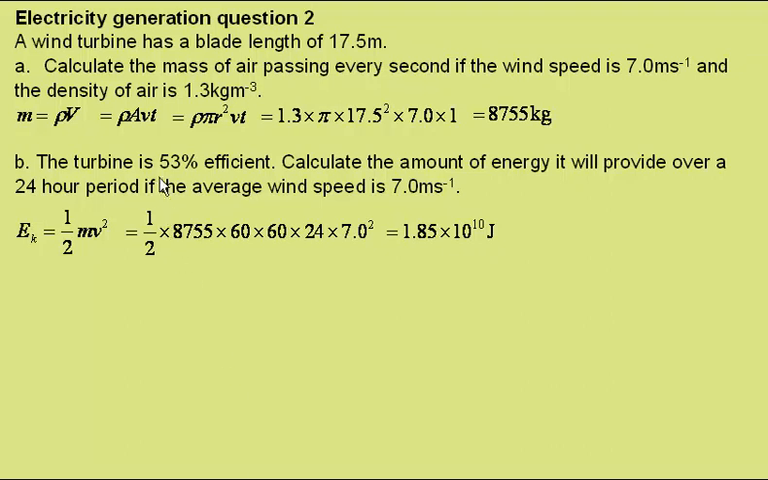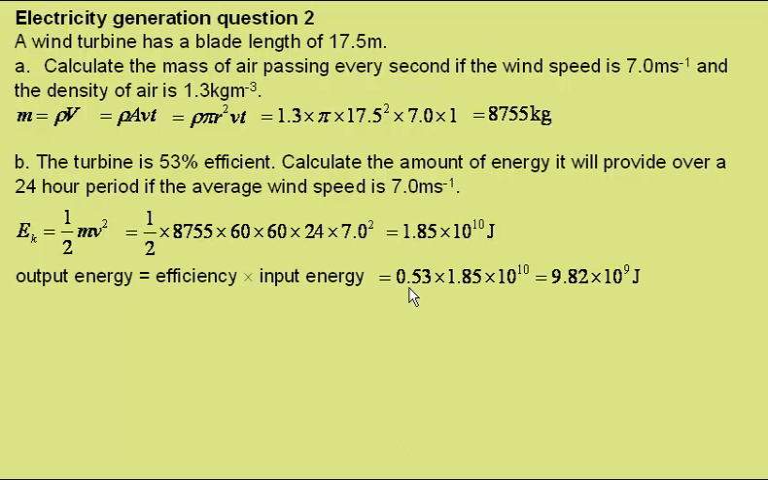But we're told that the turbine is only 53% efficient, and output energy is equal to efficiency multiplied by input energy. This is a rearrangement of the equation for efficiency relating to power on the datasheet, but it also applies to energy. So the output energy is equal to 0.53, the efficiency, multiplied by the input energy of 1.85 times 10 to the 10 that we found here, giving an output energy of 9.82 times 10 to the 9 joules.